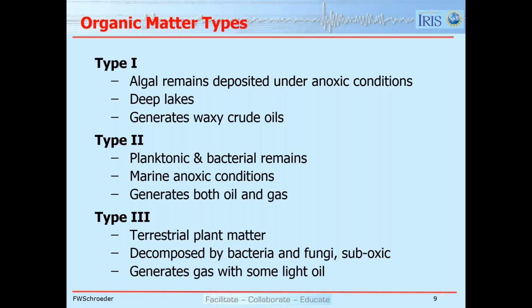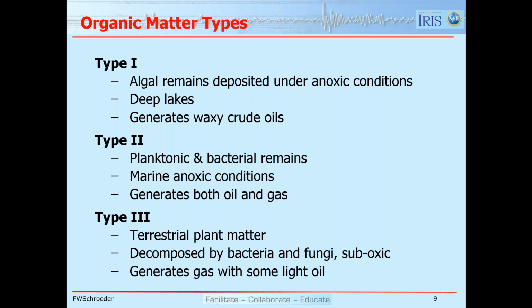We can split organic material into three types. Type 1 is algal remains, hopefully deposited under anoxic conditions, so it gets concentrated. This commonly happens in deep lakes. And type 1 organic material will generate a waxy crude oil.